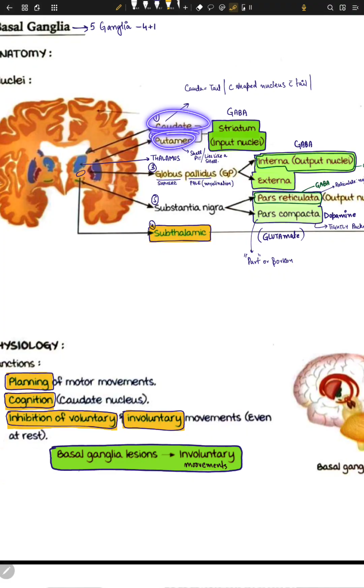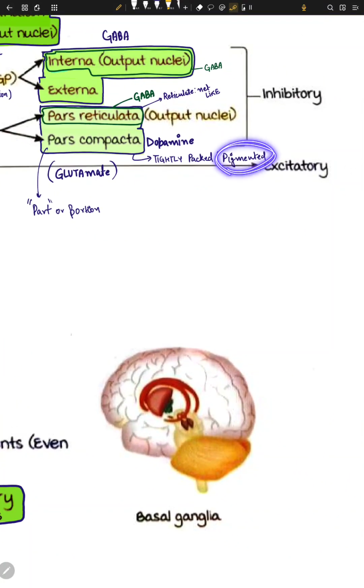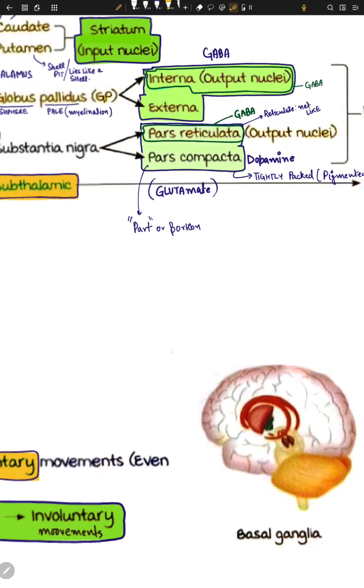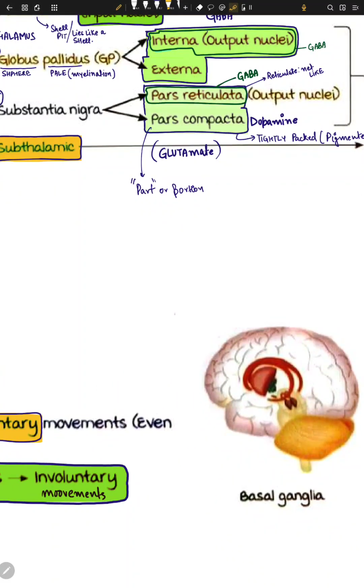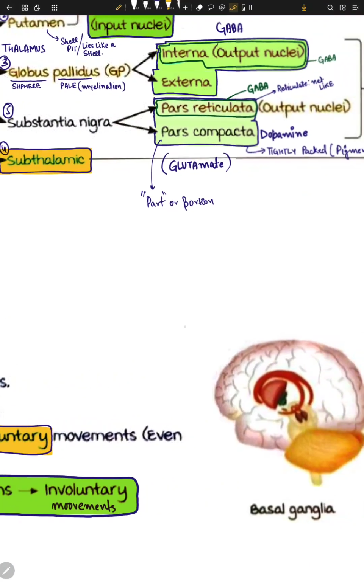And caudate plus putamen gives us something called the striatum, and this striatum is the input nucleus. And substantia nigra has 2 parts, pars reticulata and pars compacta. Compacta means it's really tightly packed and really pigmented. Why is it pigmented? It's black in nature, and that's why we call it nigra, because it's black.